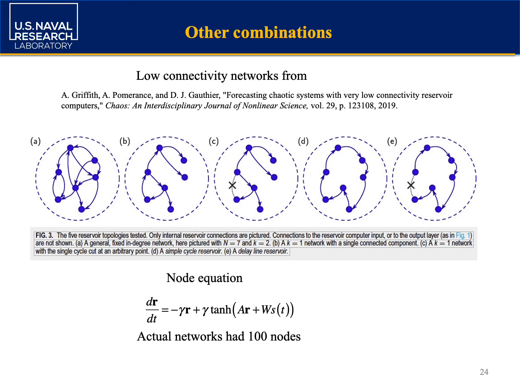D is a network that is just a single cycle, so a ring network. And E is a ring network with a cycle cut. The nodes they use are based on a differential equation version of the leaky hyperbolic tangent nodes. So I'm going to use their nodes, and they also have some hyperparameters that they found for their networks.